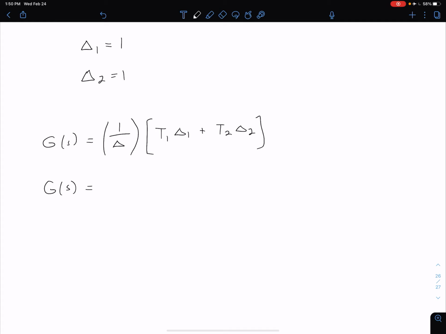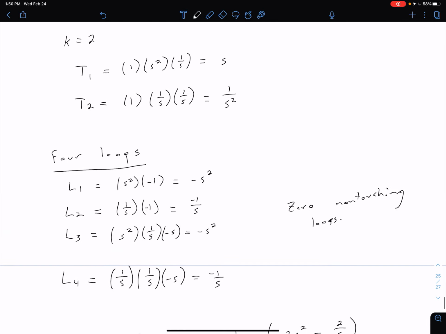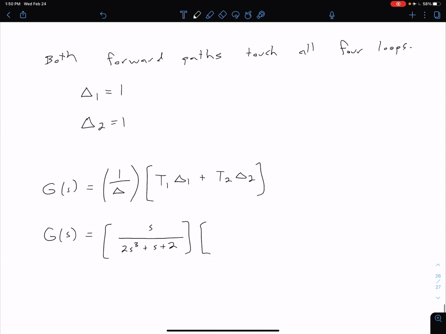So we have G of s is equal to, inverting our delta function from before, s now in the numerator, divided by 2s cubed plus s plus 2. And now, again, because delta 1 and delta 2 are 1, we essentially just have t1 plus t2. Just as a refresher, let's scroll up. Our t1 was s, and our t2 is 1 over s squared. So we have s plus 1 over s squared. And let's go ahead and combine those two terms.